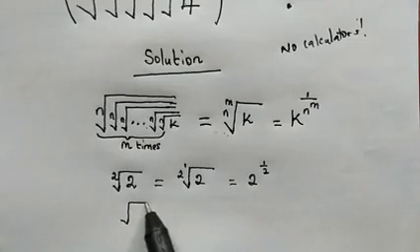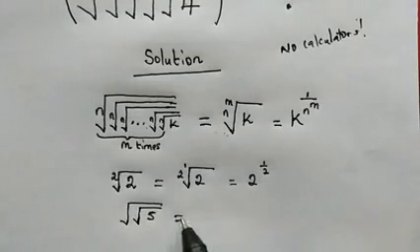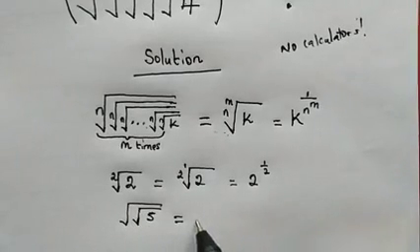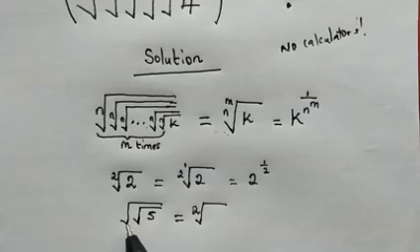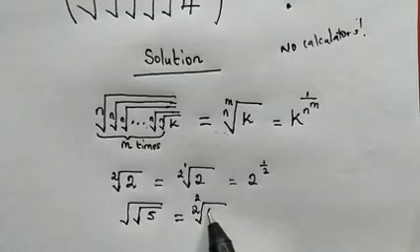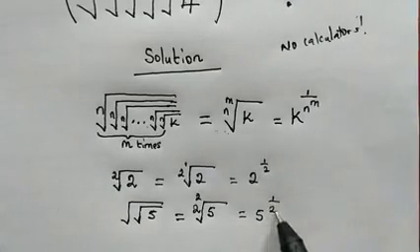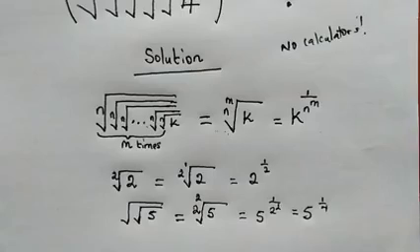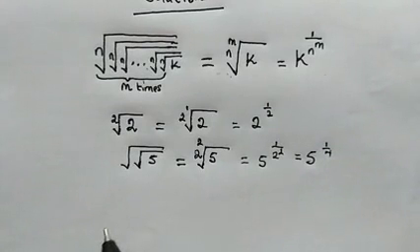Now let's take note of another one. When we have the square root of the square root of 5, the square root means the 2nd root. Count the radical signs: we have 1, 2. So this is the 2 to the power of 2 root of 5, which is equal to 5 to the power of 1 over 2 squared, which is equal to 5 to the power of 1 over 4. Amazing, right?